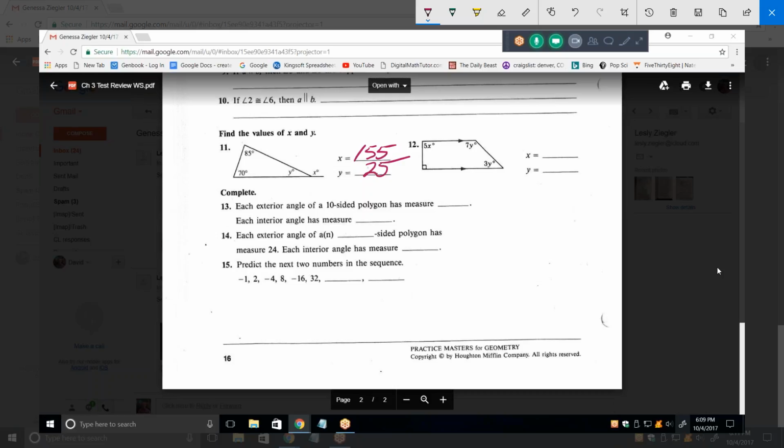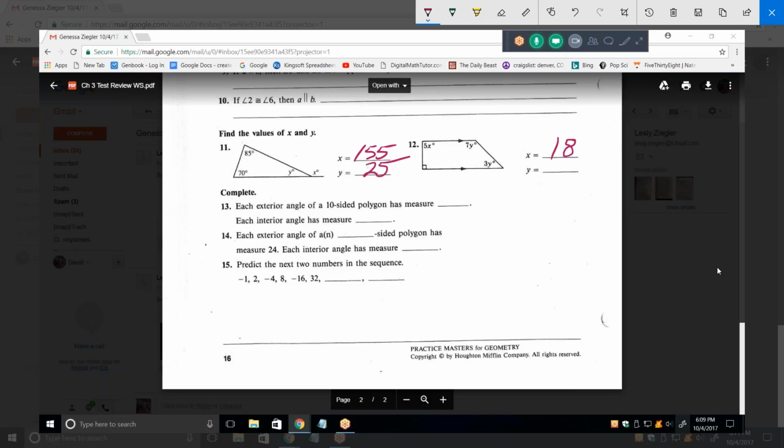So 12. What can we figure out first? That one of the angles is a right angle, so it's 90. Which one? The bottom left one. The 5x is a right angle? Yeah. Why? Is it parallel? Okay, good. So what's x equal to? X equals 18. Mm-hmm.